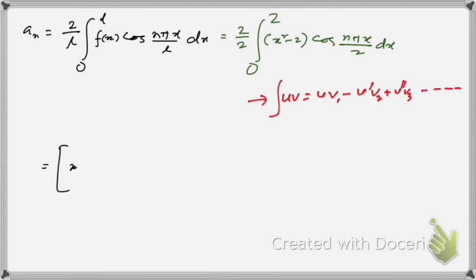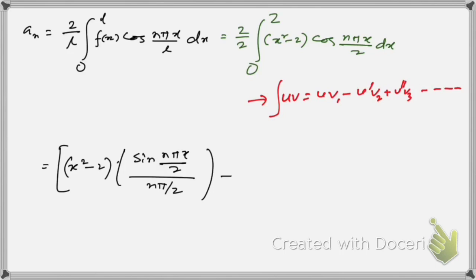How to apply this rule I have already explained many times, so watch all my videos, then you will understand. And I have already explained in this video also, in the last problem. So you're going to get sin(nπx/2) divided by nπ/2, minus 2x minus cos(nπx/2) divided by n²π²/4. That's what you will get.